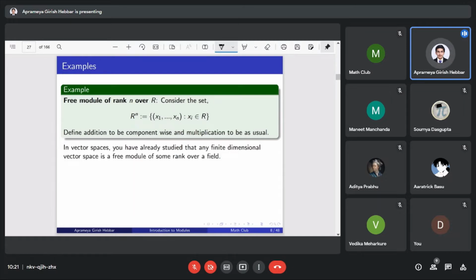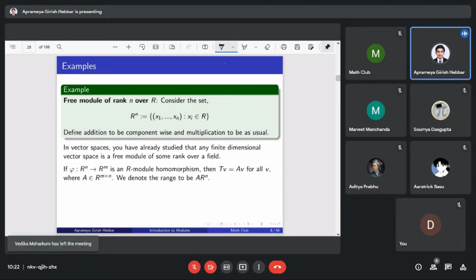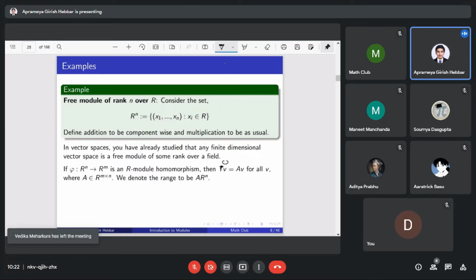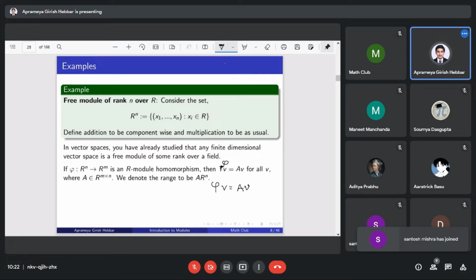In vector spaces, you have already studied that any finite dimensional vector space is a free module of some rank over a field. So if it's finite dimensional, then it should be of the form R^n for some n, or if the underlying field is C, it's C^n. So if phi is an R module homomorphism from R^n to R^m, then phi v is actually multiplication by a matrix A times v.